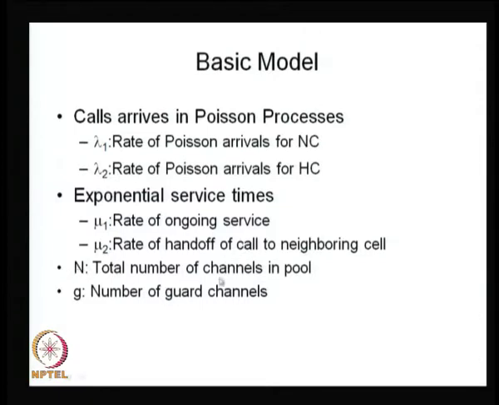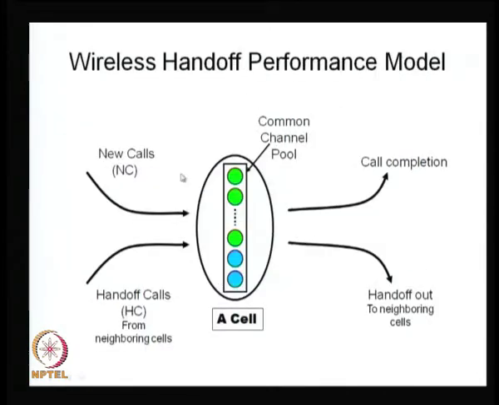And we have a total number of channels, capital N. Out of that we reserve G channels for the handoff calls, and these channels are called the guard channels. So with this assumption, we are considering only one cell, and the new calls stream is a Poisson stream, the handoff stream is also a Poisson stream, and the call duration, either call completion or handoff to the neighbor cells, is exponentially distributed, and we have a total of N channels.